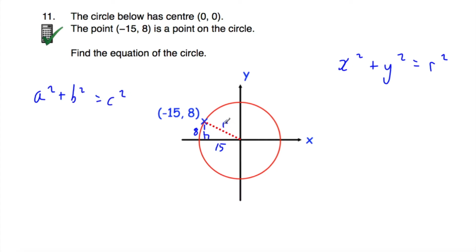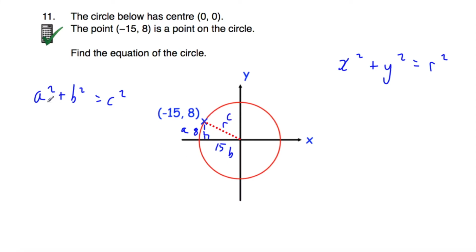Now we want to find the radius, so I'm just going to label that r, and we've got our two shorter sides, which are a and b, and we want to find the radius of the circle. So a squared plus b squared equals c squared. So let's substitute in our values. So we've got a and b being the two shorter sides, and the radius, which is opposite the right angle, will be the longest side, the hypotenuse. So let's label that c.